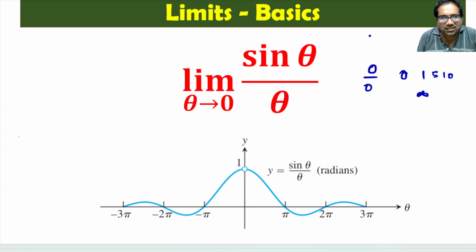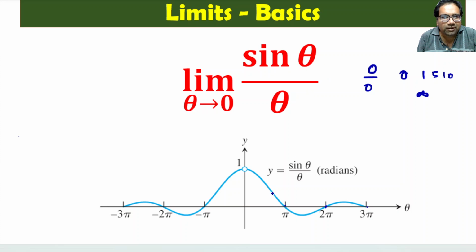Let us see. Firstly, one option is to draw the graph of sine theta by theta. It will look something like this. Forget about when it is zero. When it is not zero, how does it look? Sine pi by pi is zero, sine 2 pi by 2 pi is zero, sine 3 pi by 3 pi is zero, because sine pi, sine 2 pi, sine 3 pi are all zeros.